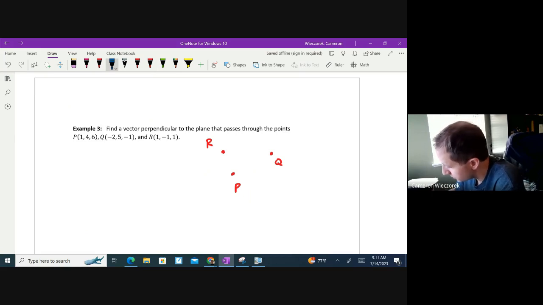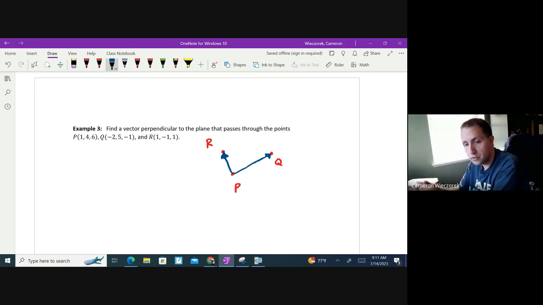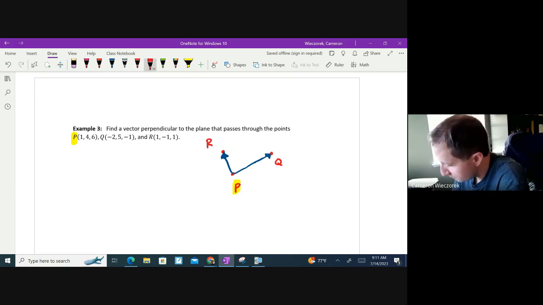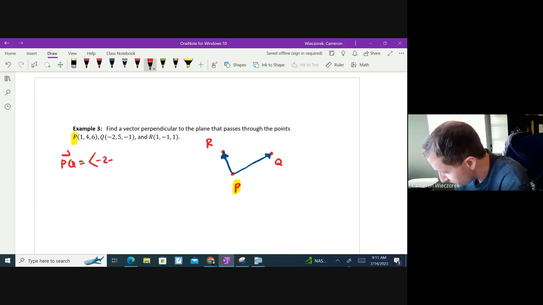If I want to create some vectors, I'm going to have to make one vector. I'm going to choose to go from P to Q and from P to R. You really can start at whatever point you want, as long as for both vectors you start at the same point. So I'm just going to choose, for convention, to start with the first point they give me. Vector PQ, remember, I find that by subtracting the coordinates. I take all the entries for Q and subtract the entries for P. So I get -2 minus 1, 5 minus 4, and -1 minus 6. So I end up with -3, 1, -7.